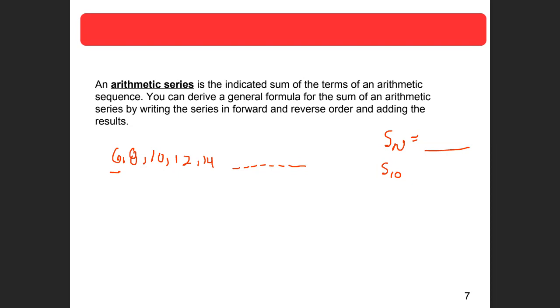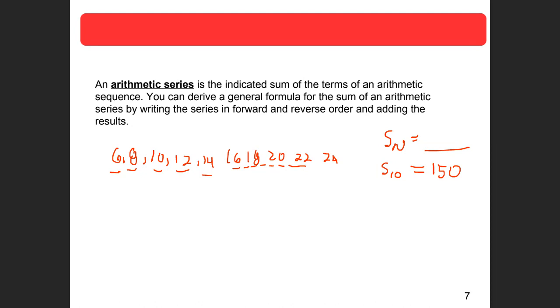So in this problem, 6, 8, 10, 12, 14, 16, 18, 20, and so on, 1, 2, 3, 4, 5, 6, 7, 8, 9, 10. Okay, somebody please add that up. What is the sum of the first 10 terms there? Come on, somebody. Just add it up. All right, 150. It's 150. So if I added it up, I get 150.